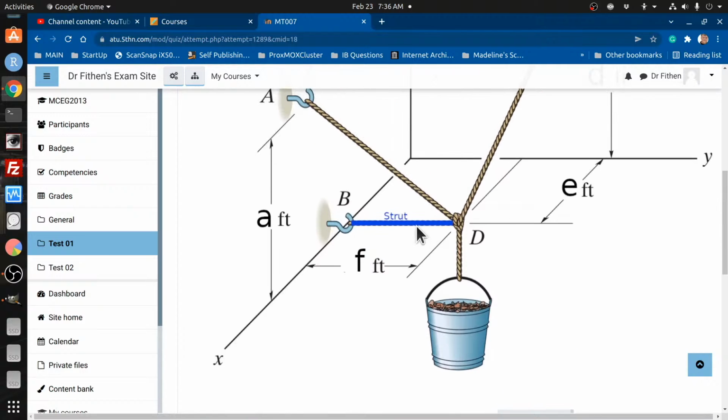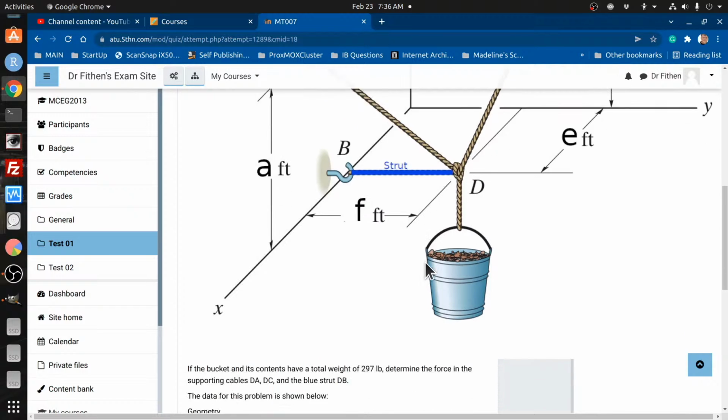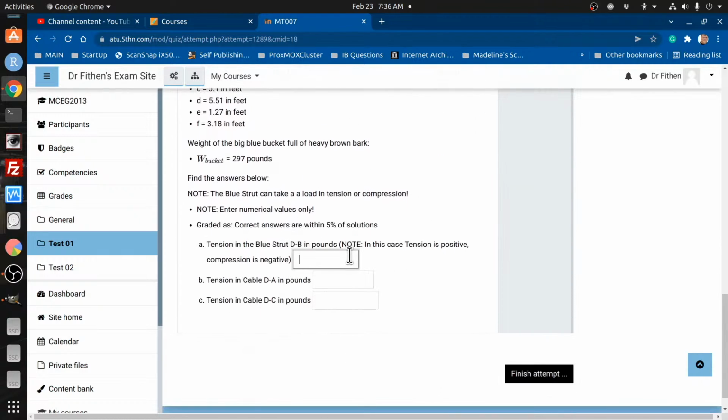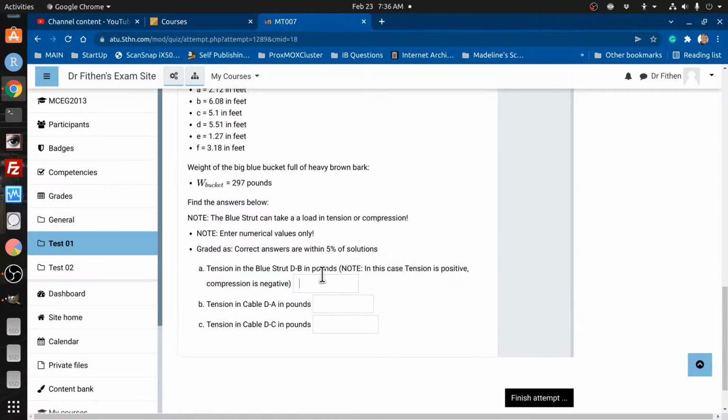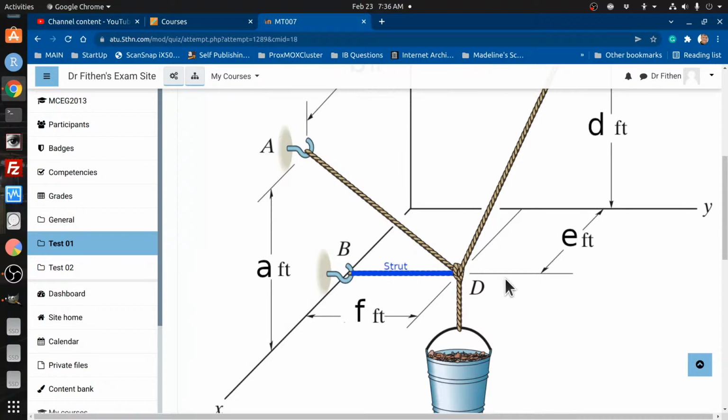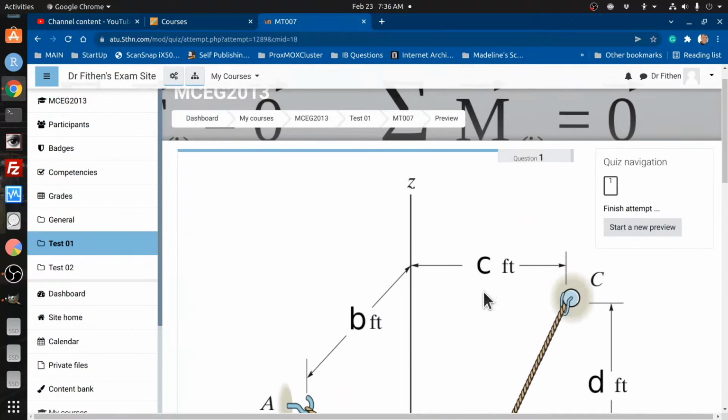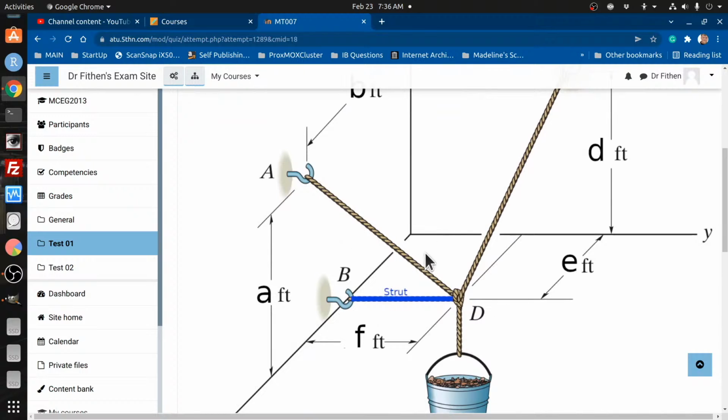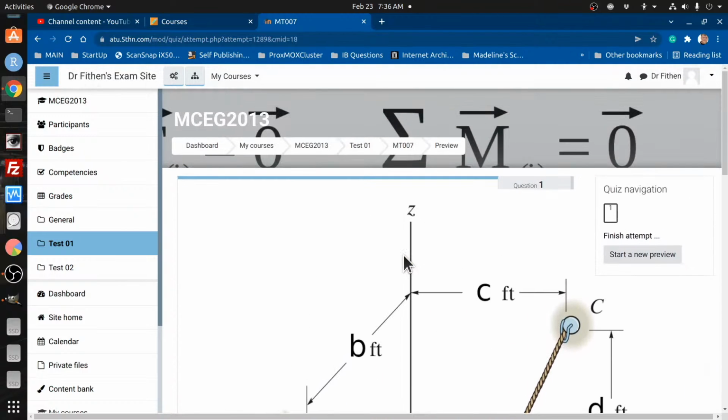So it's asking you for the load in this line, in this line, and in this line. So there are your things. Okay, so you have to remember tension in the blue strut, dB in pounds. Note, in this case, tension is positive and compression is negative. So I'm not even going to attempt anything there. So that tells you at this particular point in statics, we've covered enough material in the lectures that you can do this. This is the last problem there.